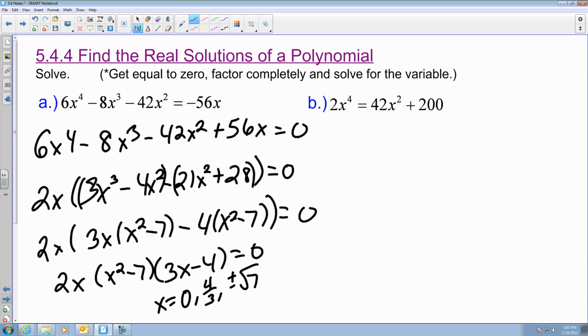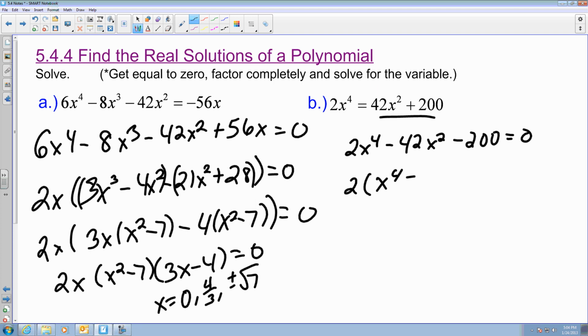Looking at B, I'm going to move these values to the left-hand side of the equal sign because I like my highest degree to have a positive coefficient. So I'm going to go 2x to the 4th minus 42x squared minus 200 equals 0. I could factor out a 2 out of here, so I got 2 times x to the 4th minus 21x squared minus 100 equals 0. I could FOIL this out, or reverse FOIL it out, I mean.